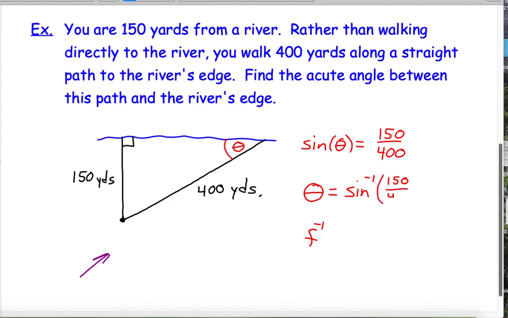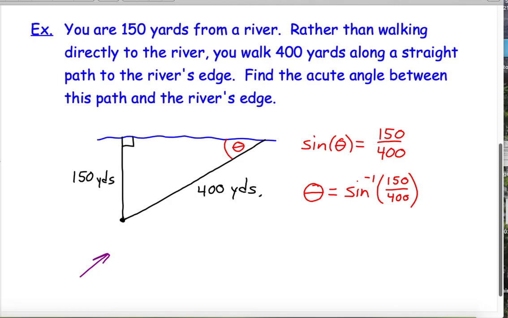of 150 over 400. So instead, normally you take the sine of an angle and get a number, which represents the ratio of the opposite leg to the hypotenuse. Now we want to take the inverse sine of the ratio, and that should give us the angle. So we're going to need a calculator for this, because that's 15 over 40, or 3/8, and that's not one of the ratios we know from the unit circle.